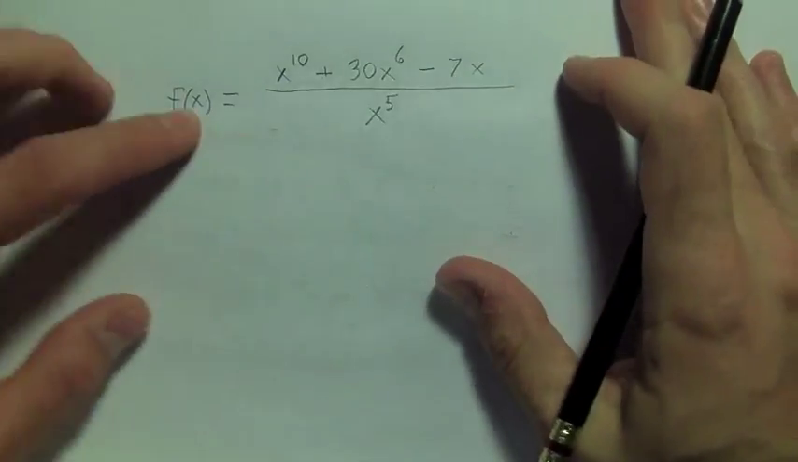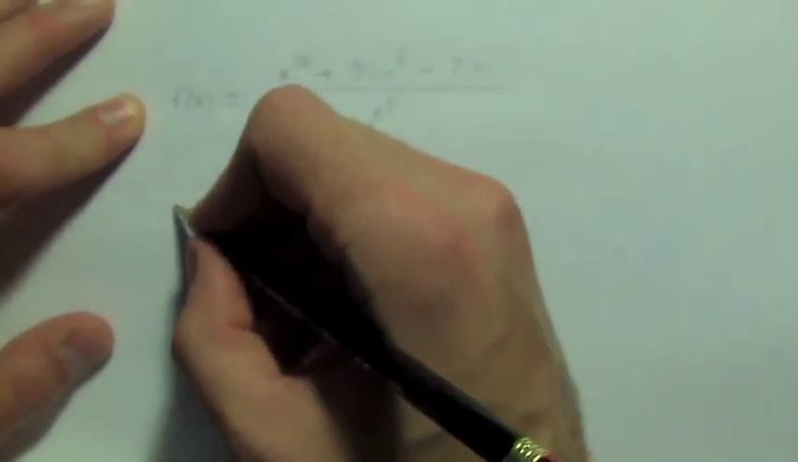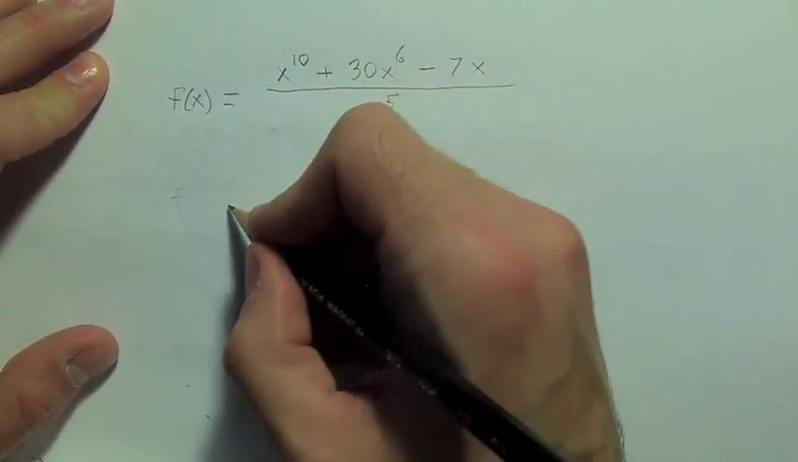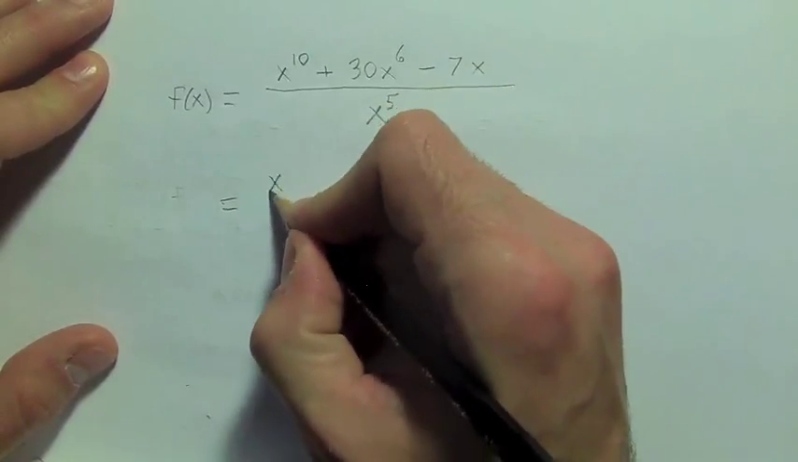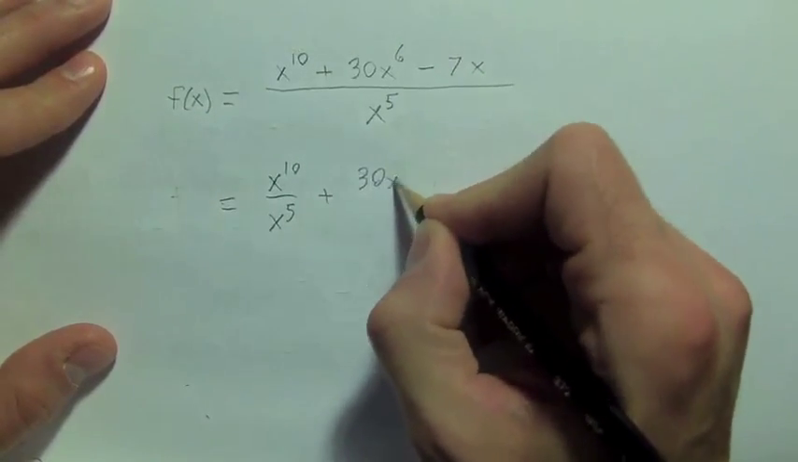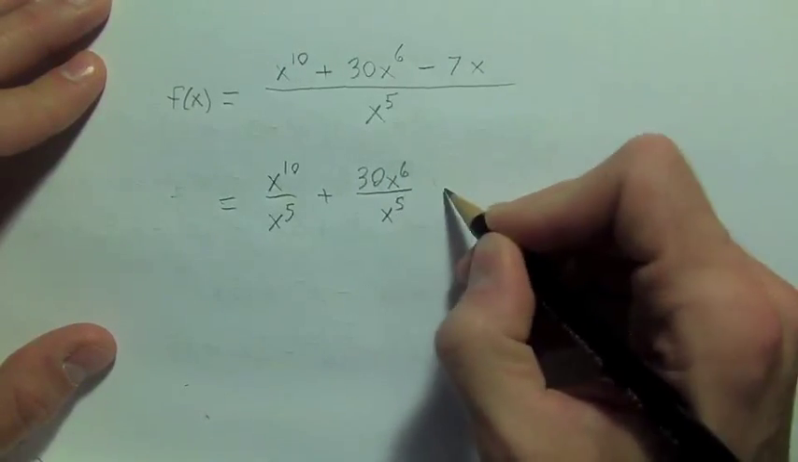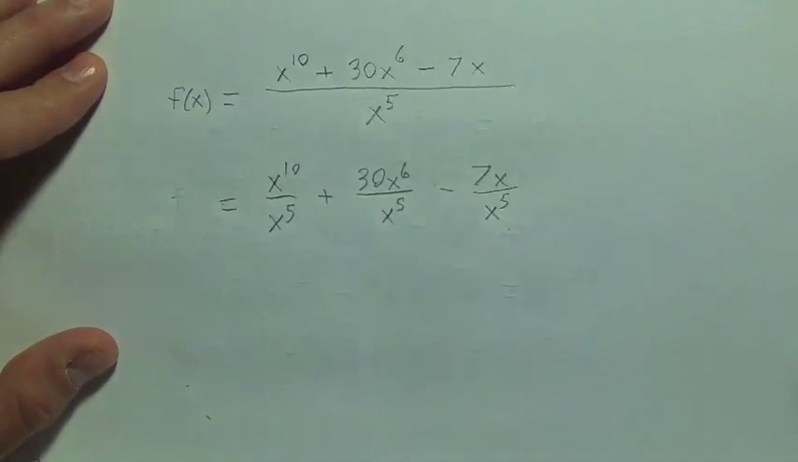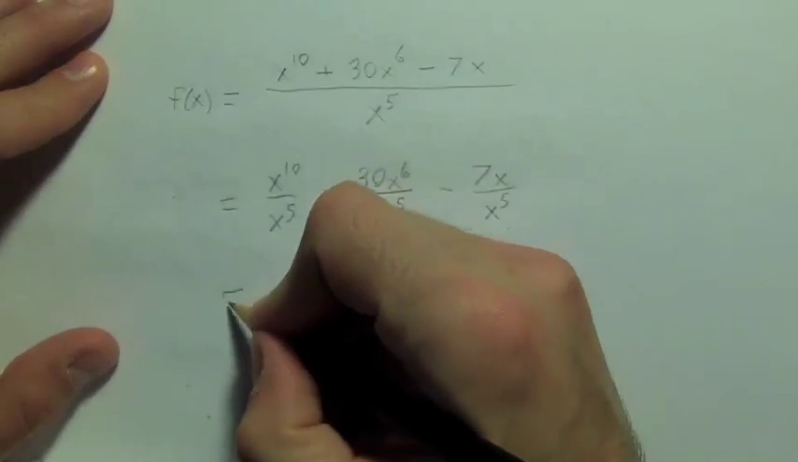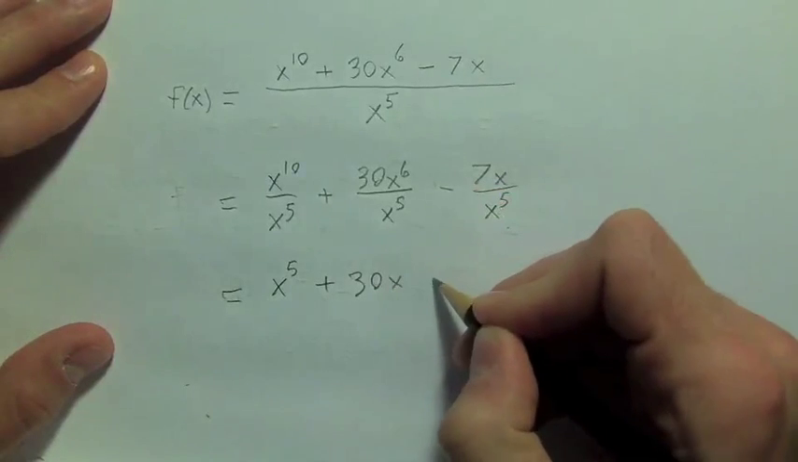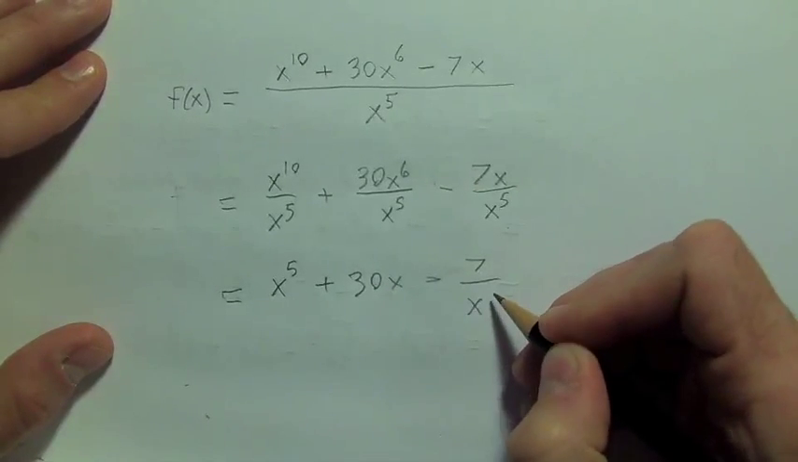Okay? So here, I'll go ahead and simplify. One thing I can actually do is use algebra to break this fraction up. So that's one thing I'll do is this is x to the 10th over x to the 5th plus 30x to the 6th over x to the 5th minus 7x over x to the 5th. Okay, so this ends up being x to the 5th plus 30x minus 7 over x to the 4th.